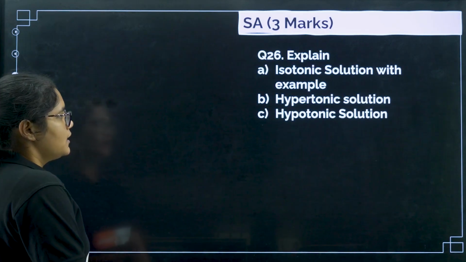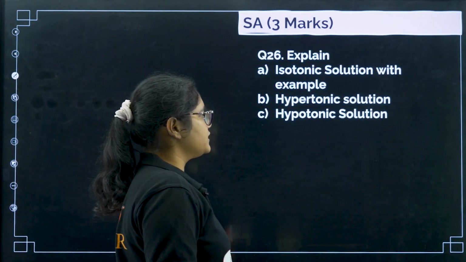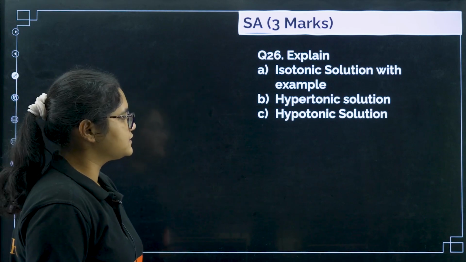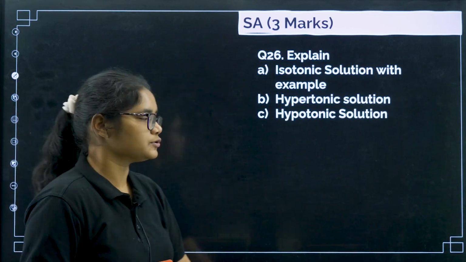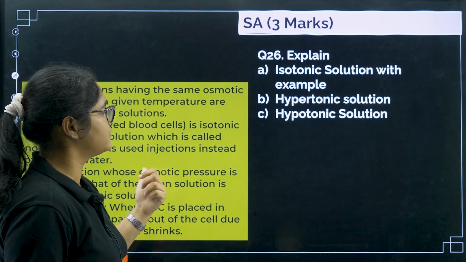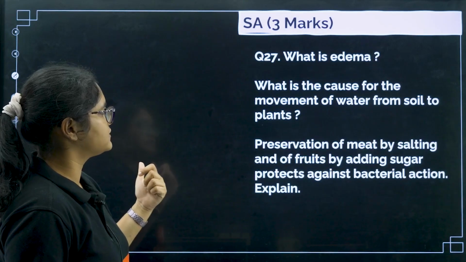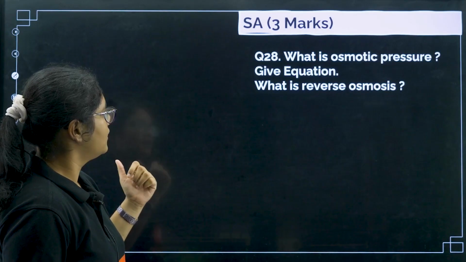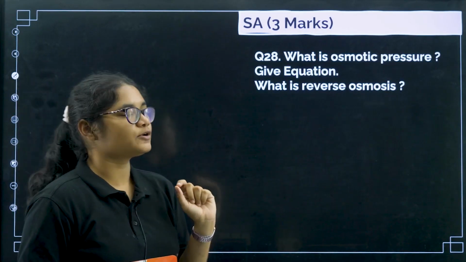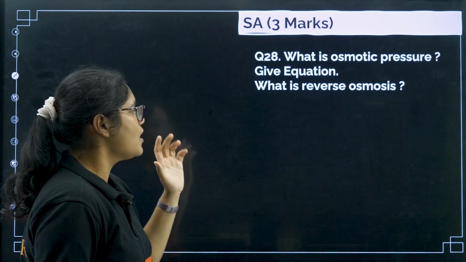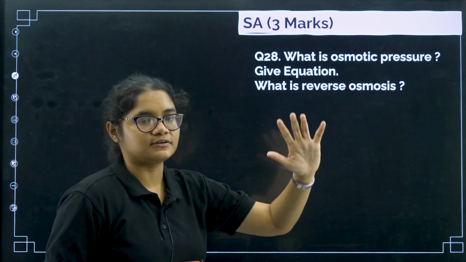Clear? Next, explain isotonic solution with example, hypertonic solution and hypotonic solution. Before going to this question, I want to do another question, then we'll come back to this one. First, what is osmotic pressure? Give example, give equation, and what is reverse osmosis.